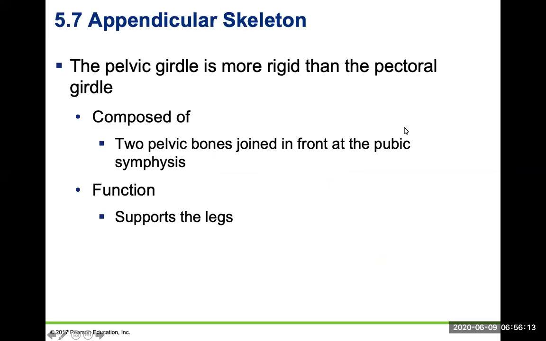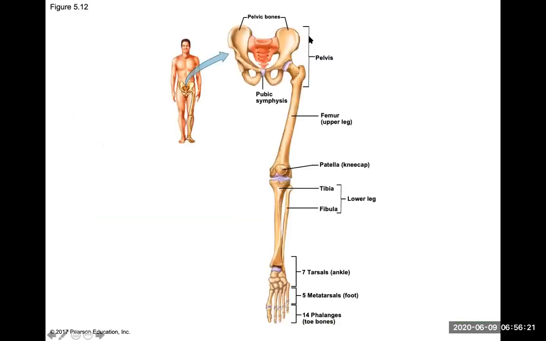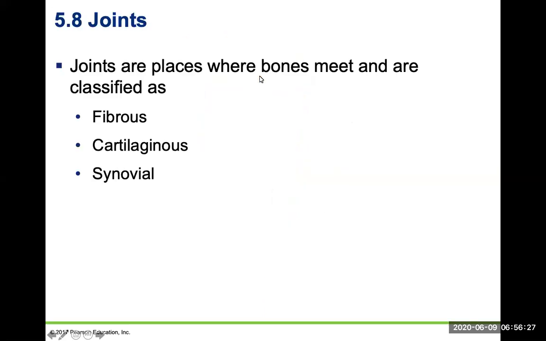The pelvic girdle is more rigid than the pectoral girdle. It's composed of 2 pelvic bones joined in the front, and it supports the legs. So here's your pelvis made of your pelvic bones connected in between with the pubic symphysis.